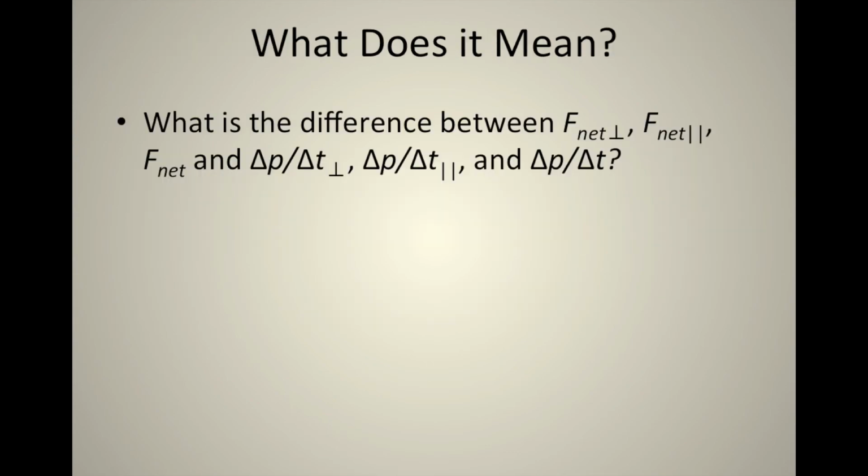Our what does it mean question is to describe the difference between F net and its components and dp/dt and its components. dp/dt is a property of an object. F net is something from the surroundings of an object acting upon it, causing its dp/dt value to change. Putting it in simpler terms, F net is the cause and dp/dt is the effect. Also, the components of F net cause the components of dp/dt to change respectively.